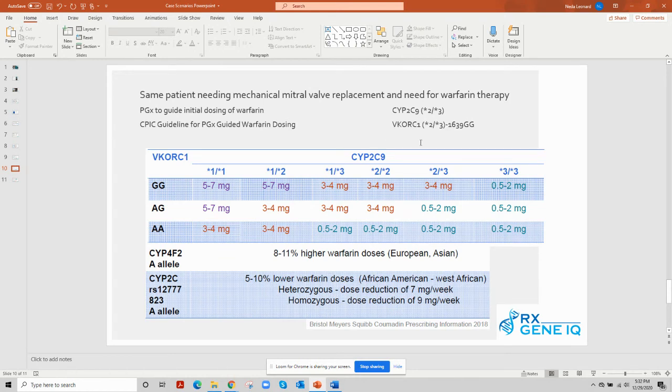As you see here, this is the genotype of the patient. And if we put it in this package insert and connect the CYP2C9 genotype with this genotype of this gene, then we can see that the initial dosing for the patient, appropriate dosing, would be about 3 to 4 milligram. Now, if the patient had any of these allele variations, then we would have recommended higher or lower dosing. But this patient did not have any of these allele variations.